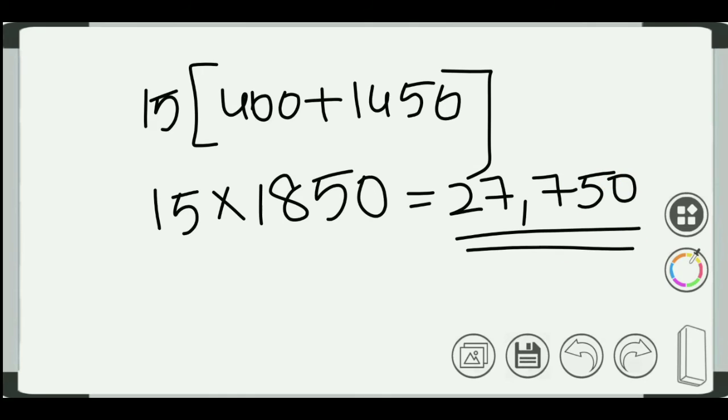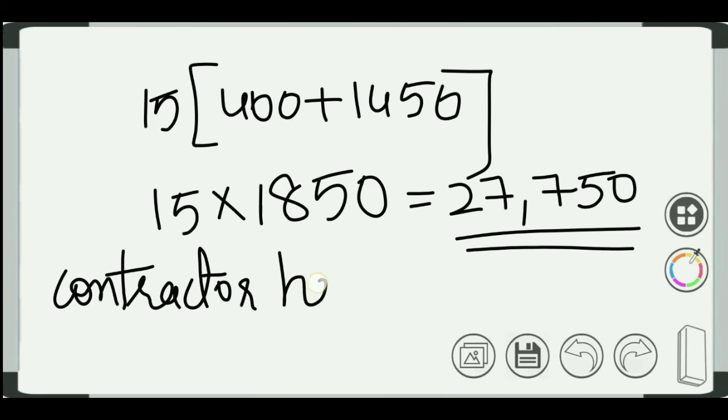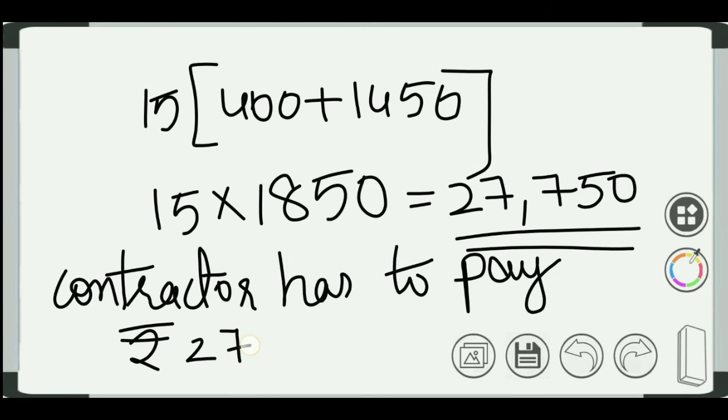Your answer will be 27,750. This is your answer. 15 into 1850 is 27,750. So you can conclude the answer as: therefore, the contractor has to pay rupees 27,750 as penalty.